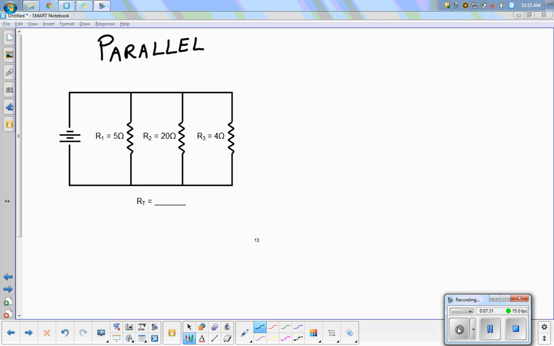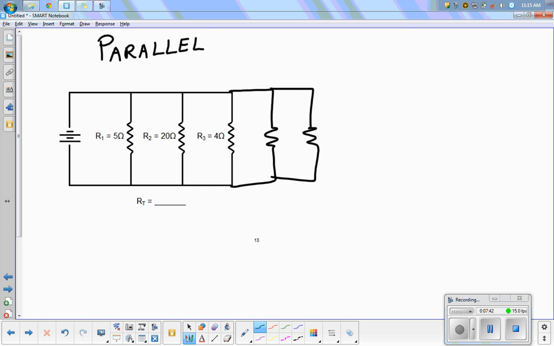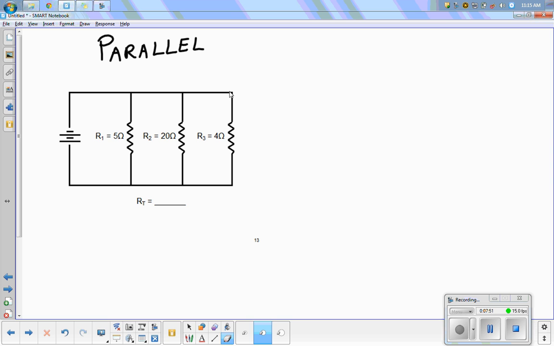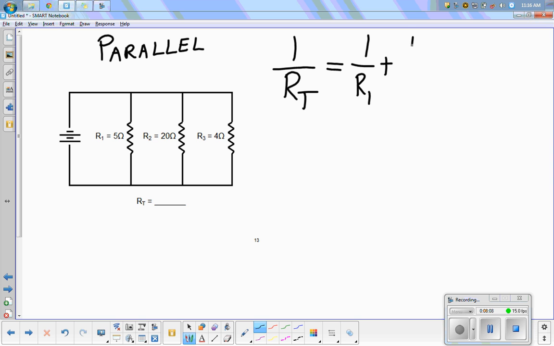Remember, parallel circuit is a little counterintuitive in that as we add more resistors, if I were to add more resistors over here, it actually decreases the overall resistance because it's like adding more lanes onto a highway. More paths for the current to travel means it lowers the overall resistance of the device. The rule for resistance in a parallel circuit is the inverse: 1 over the total resistance, 1 over RT, equals 1 divided by R1 plus 1 divided by R2 plus 1 divided by R3, and so on.